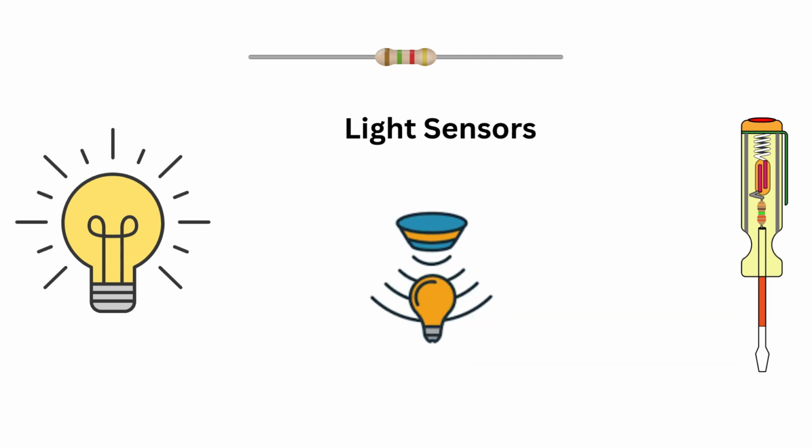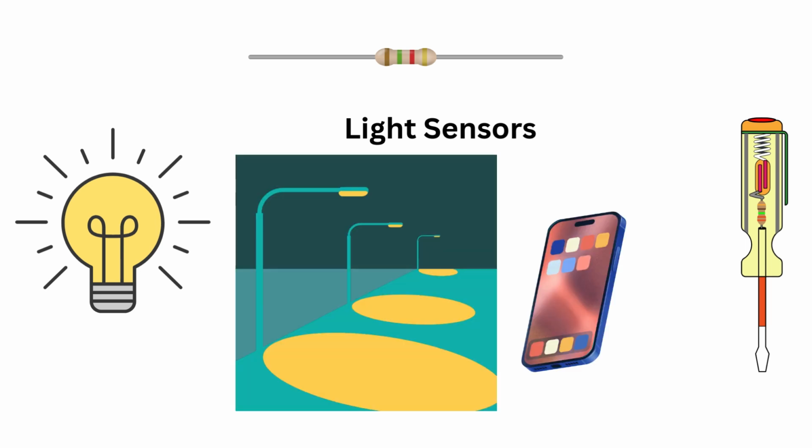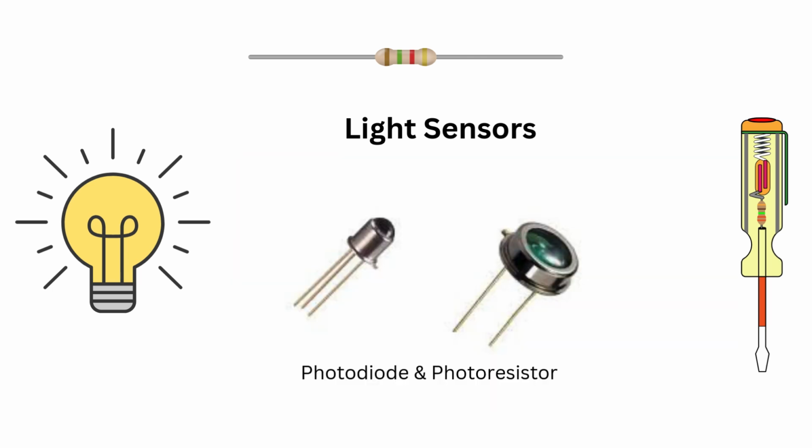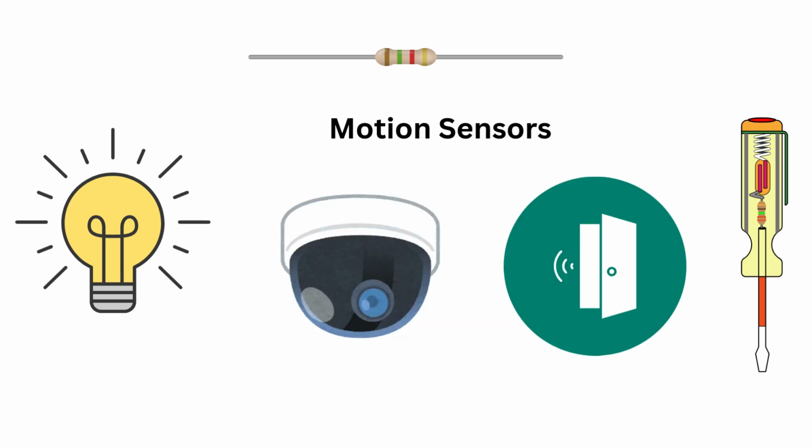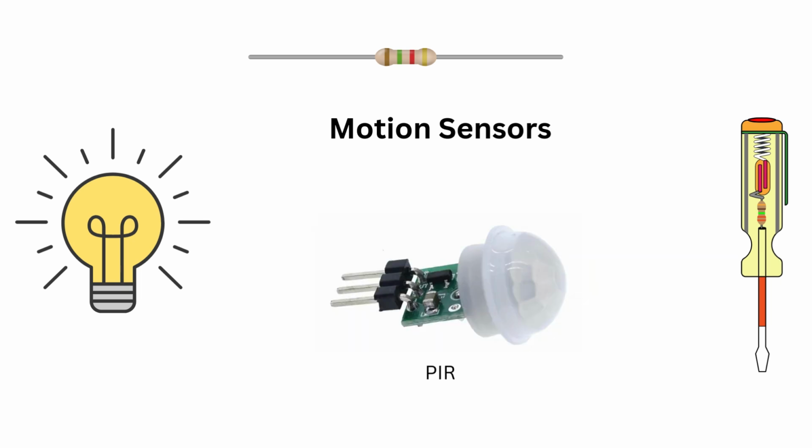Light sensors. Next, we have light sensors. These are used in devices like automatic streetlights and smartphones. Photoresistors and photodiodes are two popular examples. Motion sensors. Motion sensors detect movement and are used in security systems and automatic doors. A common type is the PIR sensor, which stands for passive infrared.